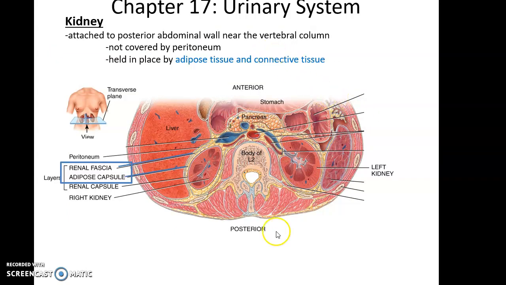All right, the kidneys are directly attached to the posterior abdominal wall, as we can see in this transverse section of the abdominal cavity. They are near the vertebral column, which gives them a slight bit of protection by ribs 11 and 12. They are not surrounded by the peritoneum. Instead, they are attached to the posterior wall by a thick layer of adipose tissue and other connective tissues.